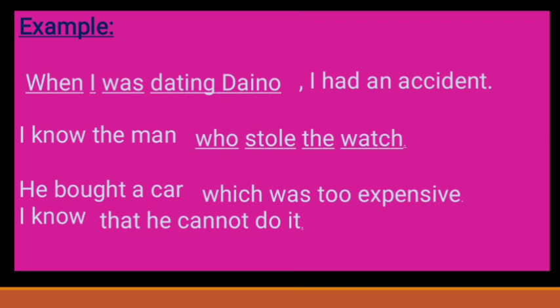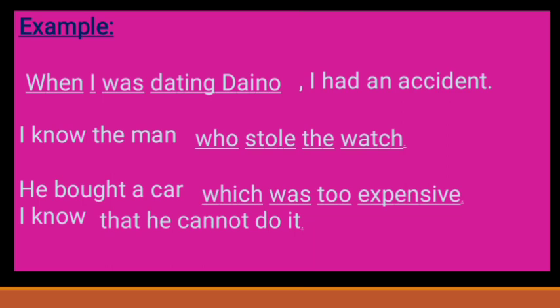Why? Because who stole the watch has a relative pronoun who, which satisfies a dependent clause. Next, he bought a car which was too expensive. So which of these two clauses is a dependent one? You're right. Which was too expensive is a dependent clause, while he bought a car is an independent clause.